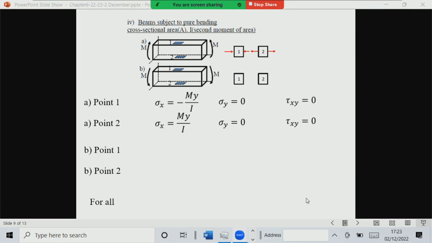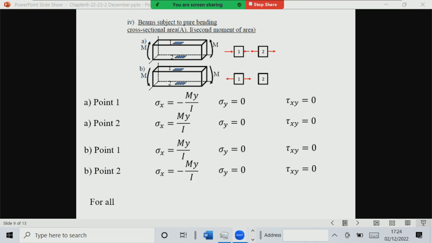Now we move on to the bottom one. For the bottom one, the bending moment is negative. So the top layer is subject to tension and the bottom layer is subject to compression. So we have just the same stress value here, My over I, except point one will be subject to tension and point two will be subject to compression. So I just add the negative sign here.